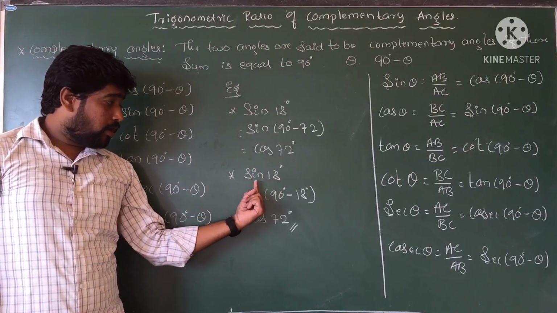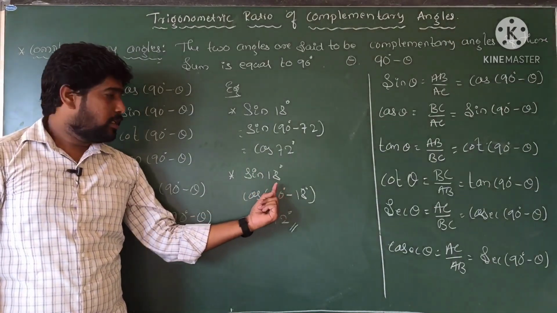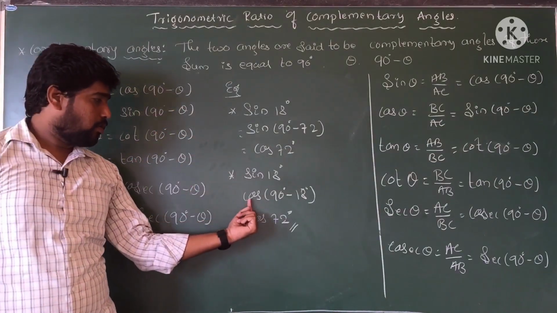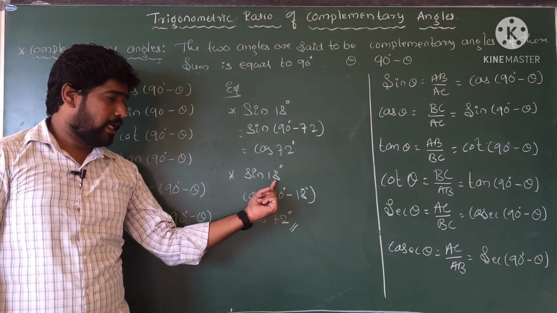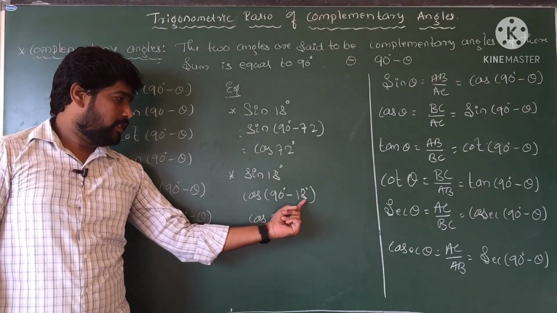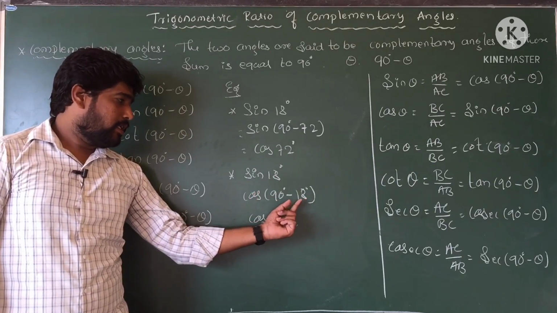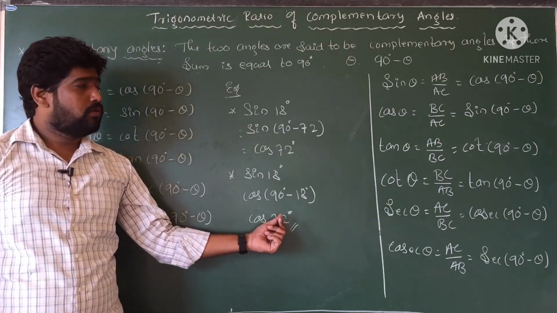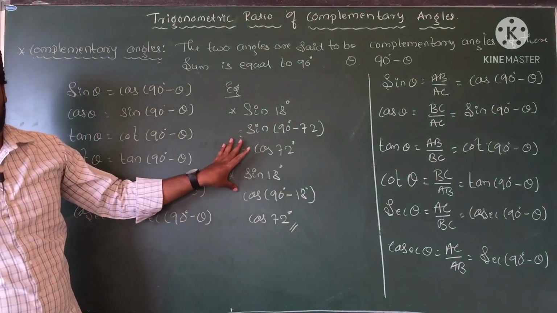Here sin 18. So sin 18 we can write, sin theta is cos 90 minus theta. So cos 90 minus theta, 18 is theta. So instead of theta we can write 18 here. So cos as it is, 90 minus 18 is 72. So these two methods are there. Is it clear?